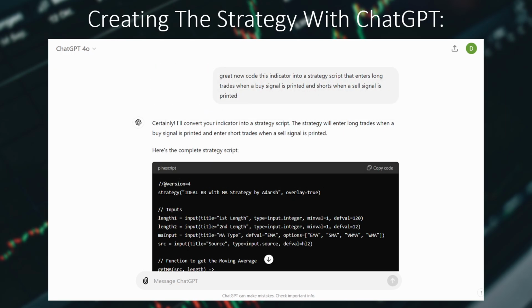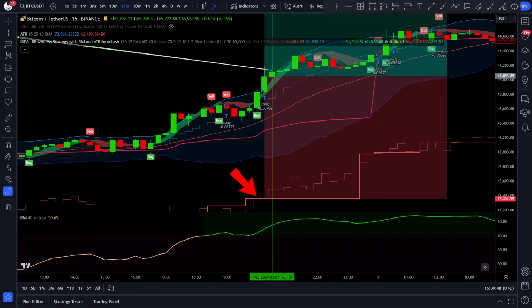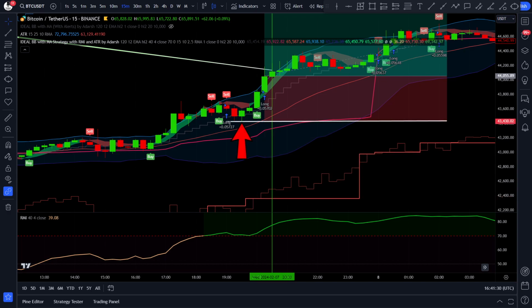First, I asked it to code a strategy script based on the buy and sell signals of the updated, non-repainting idealBB indicator. Then I asked it to add the relative momentum index as an entry signal confirmation. Finally, I added an ATR-based stop loss and take profit to the script. Here I have to mention that in the original strategy, instead of an ATR-based stop loss, a swing low, swing high based stop loss is used, but it is never as good as an ATR-based one.